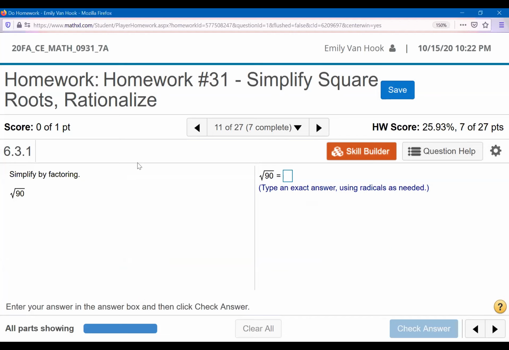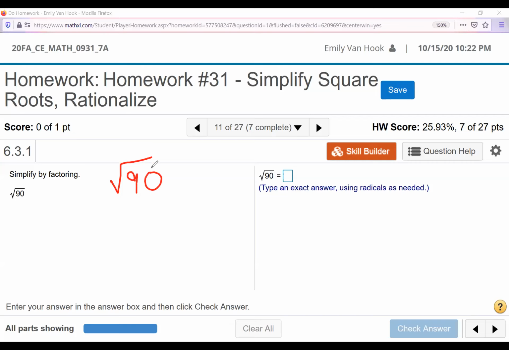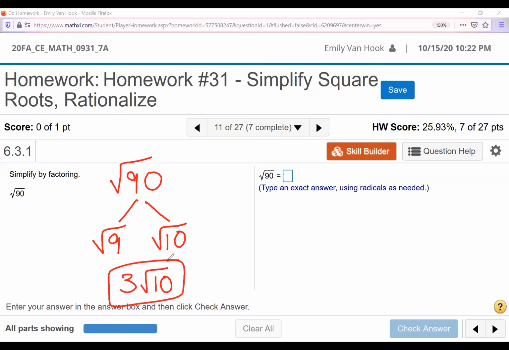Let's do another one, simplify by factoring. This is the square root of 90. Okay, so the first thing I'm thinking of here is 9 times 10. Is that helpful? Let's see. If I break down the number 90, yes, 9 is a perfect square. So the square root of 9 times the square root of 10, you can just write that as 3 square root of 10.